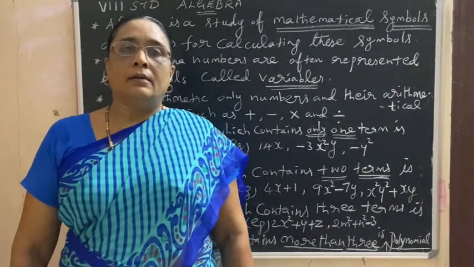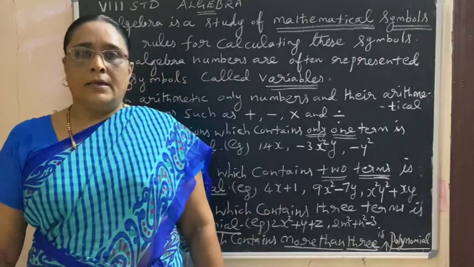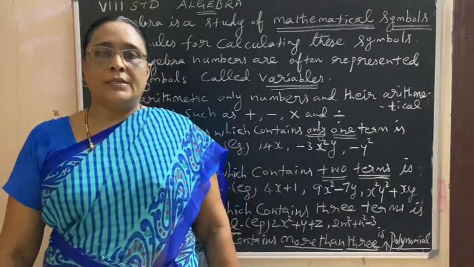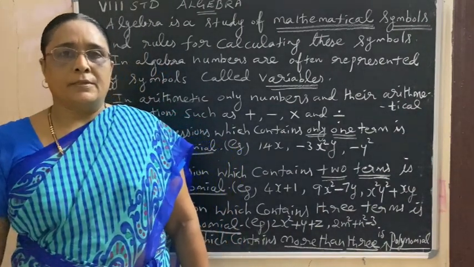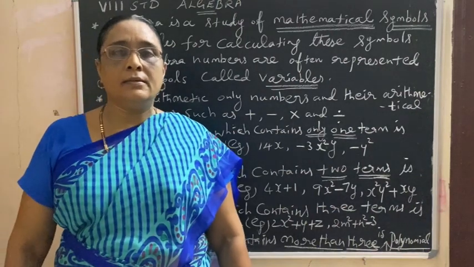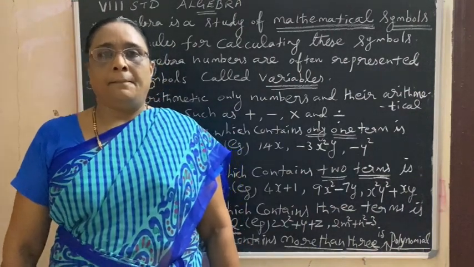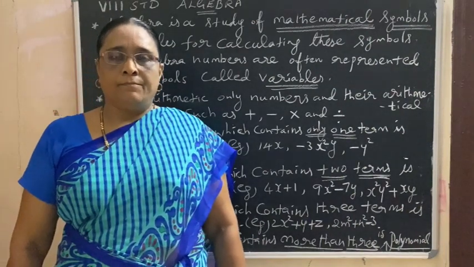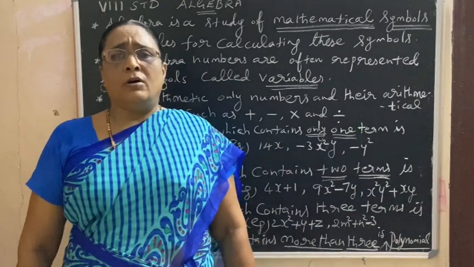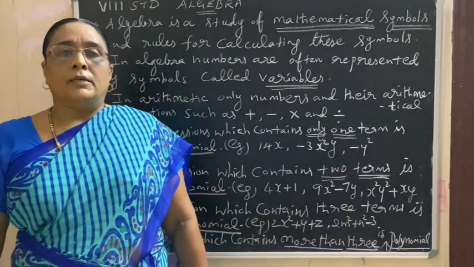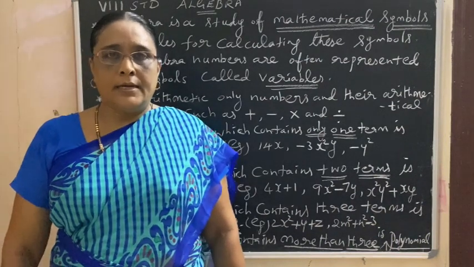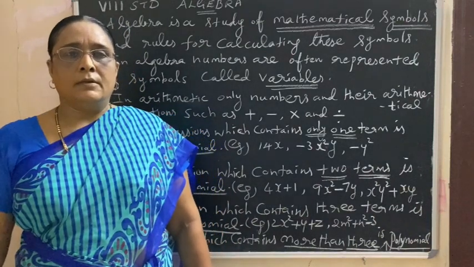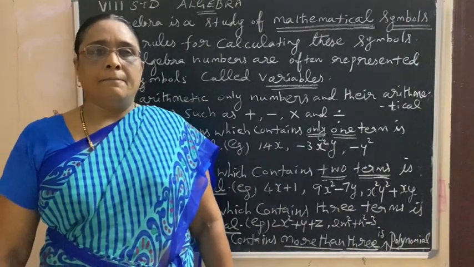You have learned about constants, variables, like terms, unlike terms, coefficients and expressions. You all studied all these things in your earlier classes. Today I am going to recall all these things again. You already learned about operations like addition and subtraction on algebraic expressions in your 7th standard.